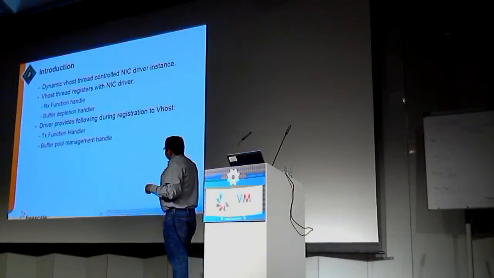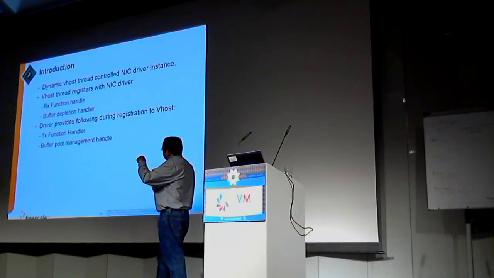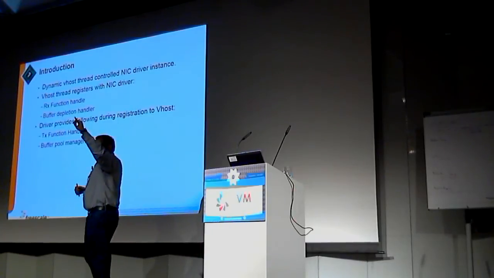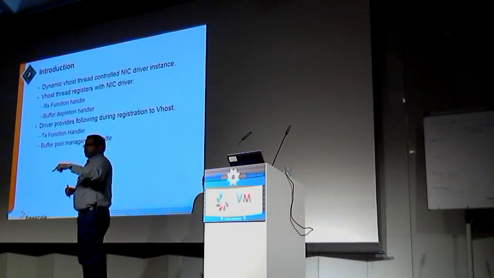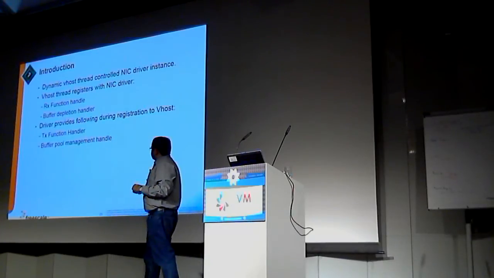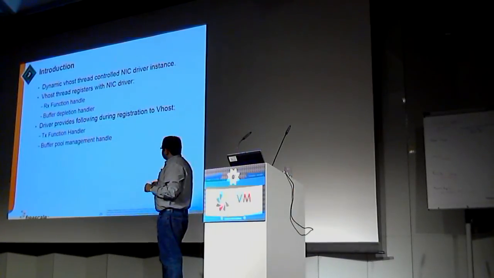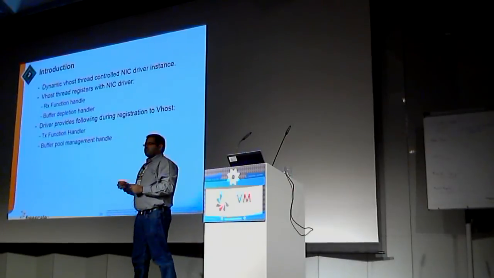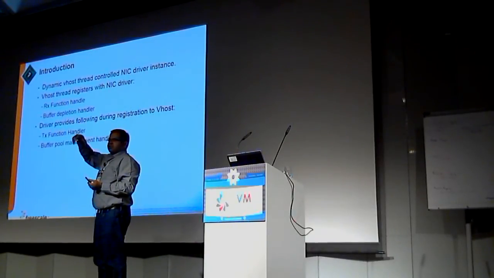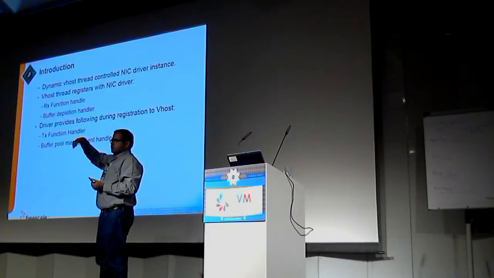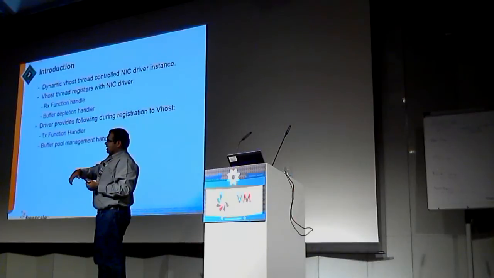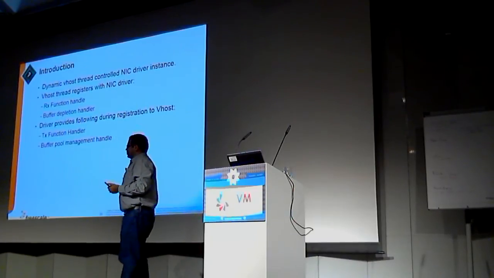On the TX side, again, we want the vhost thread to transfer the buffers directly from the virtqueue to the physical frame queues, so that's where we register the TX function handle. Then we have the buffer pool management handle, an interface through which you can get the buffers. Whatever buffers are being seeded by the guest in the virtqueue, you put them into the buffer queues which are used by the physical NIC whenever a packet is received.